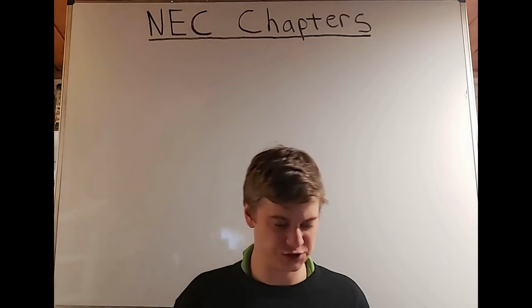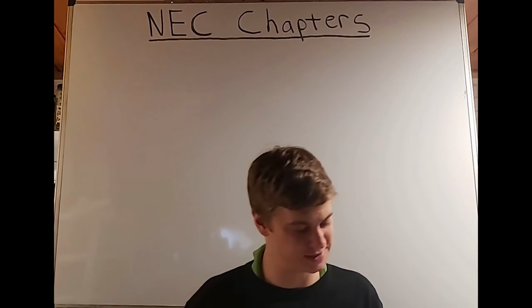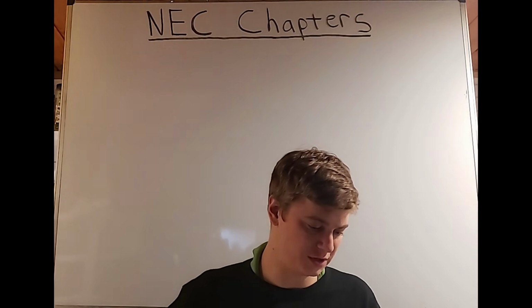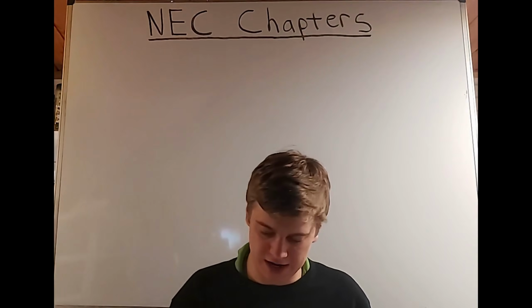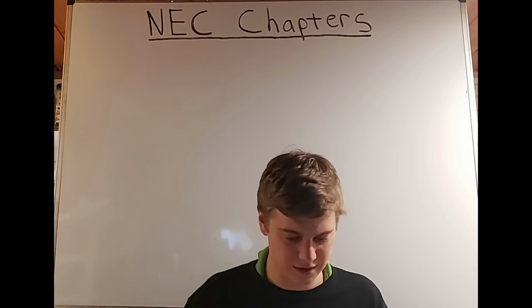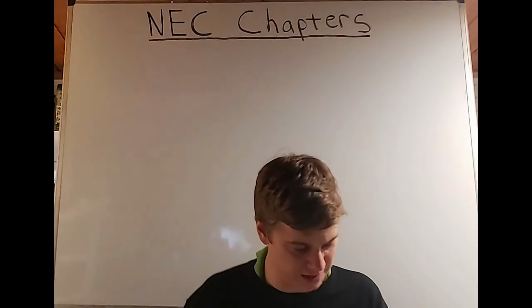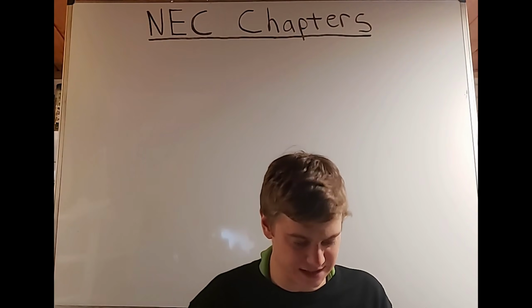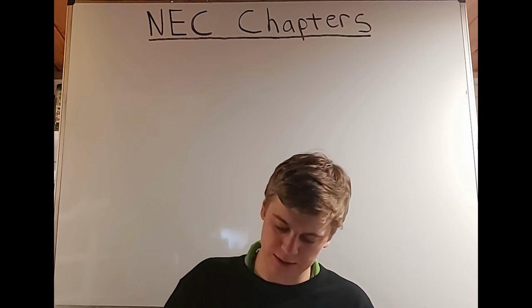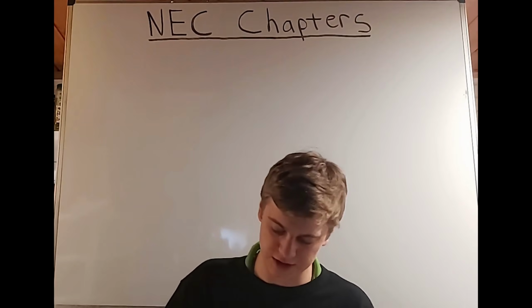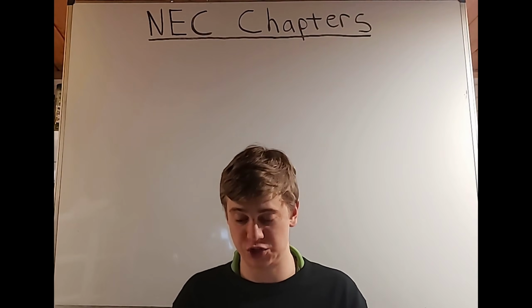That brings us into Chapter 8, Communication Systems. Article 800, General Requirements for Communication Systems. Article 805, Communication Circuits. Article 820 is Cat 5. It is called Community Antenna Television and Radio Distribution Systems. Article 840, Premises Powered Broadband Communication Systems. And that brings us into Chapter 9.